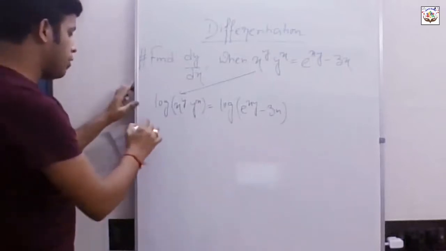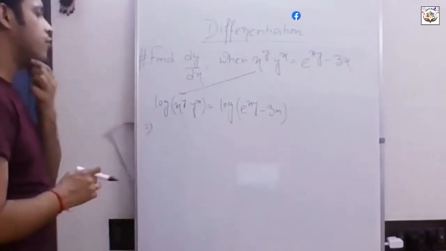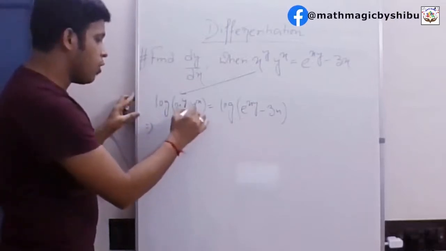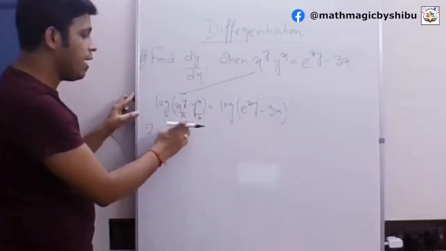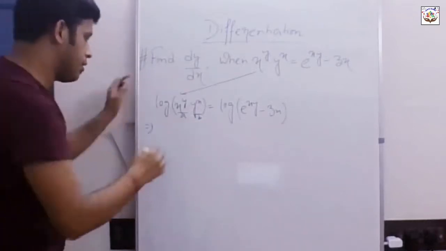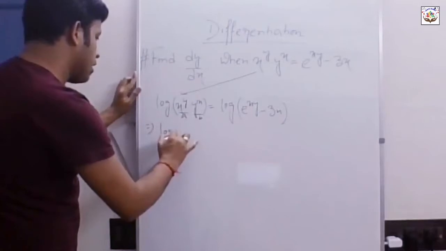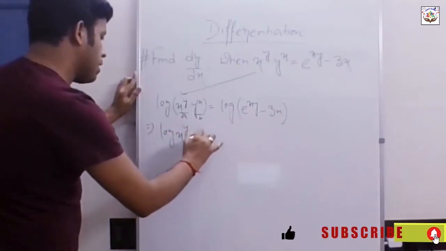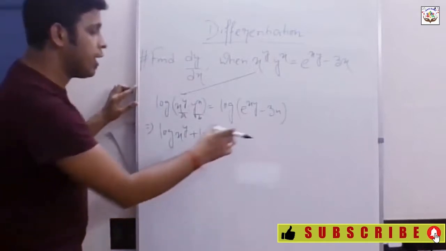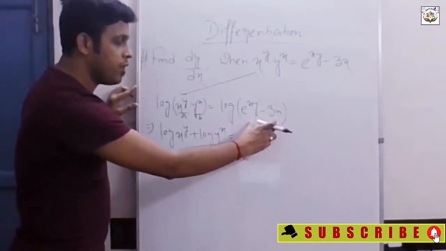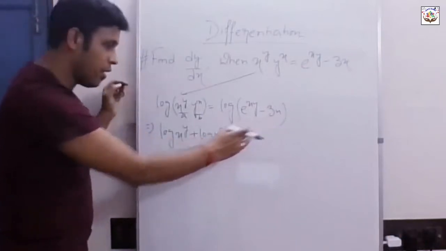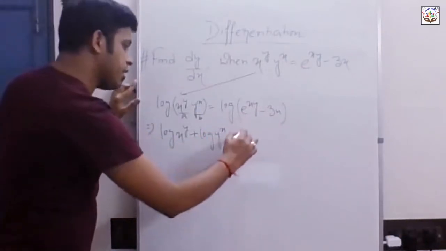Now, if you remember the basic formula of log, then you would remember that log (a into b) would be log a plus log b, right? Like log a plus log b. And we cannot break the log whenever there is a plus or minus sign between the functions. So we need to keep this log as it is.